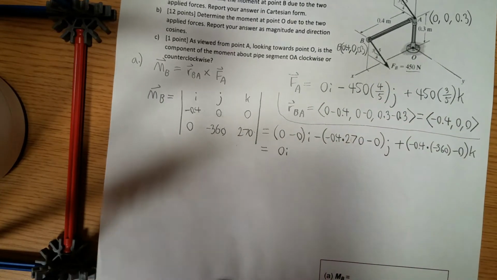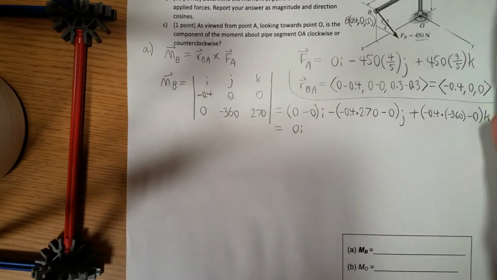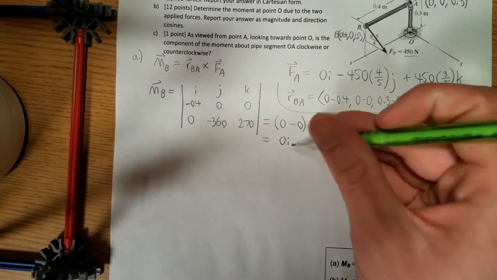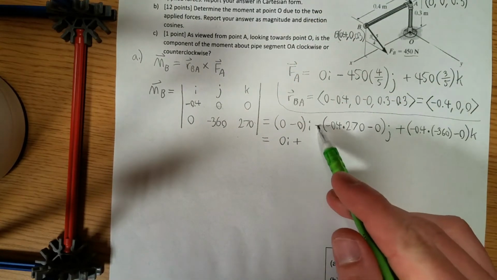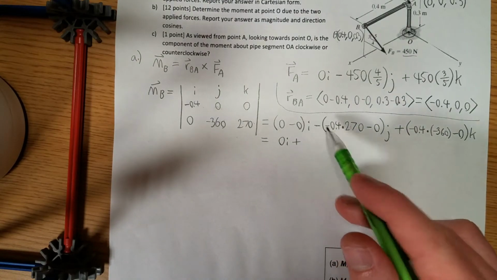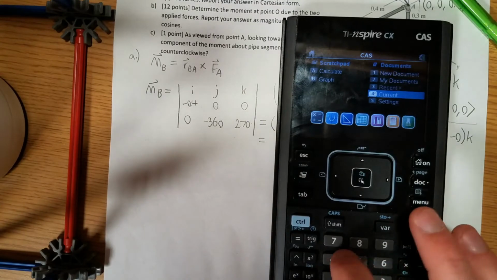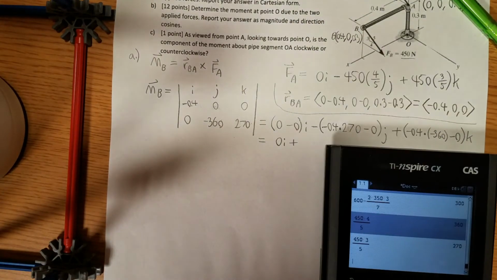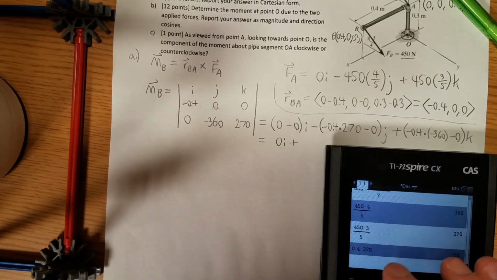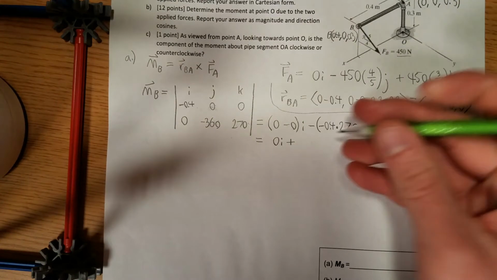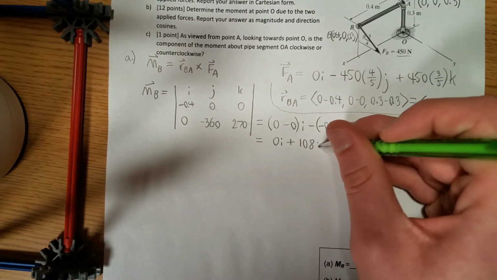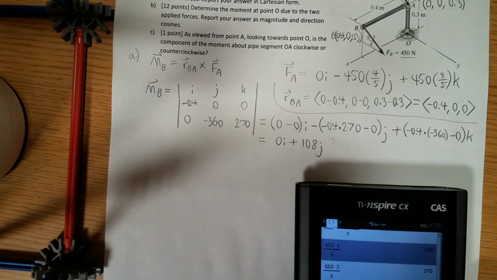This is going to end up being positive because this is a negative. This is going to be negative on the inside, but a negative times a negative makes it a positive. So on my calculator here, we're going to do 0.4 times 270, and that's going to give us 108J.